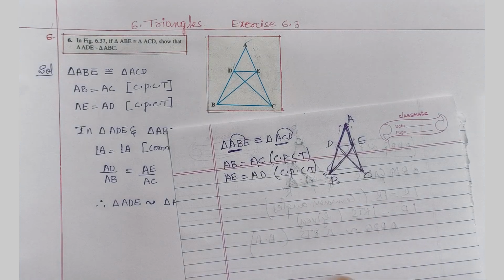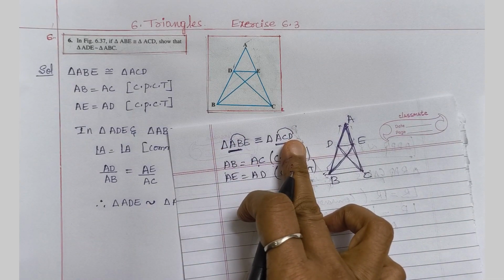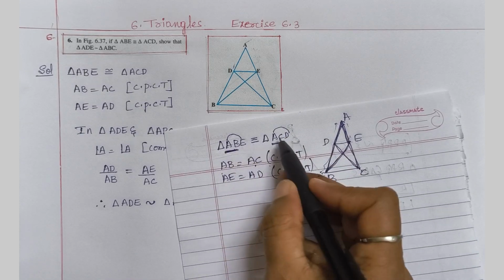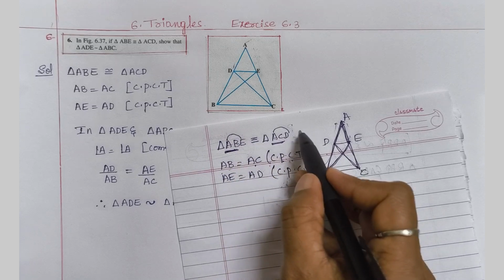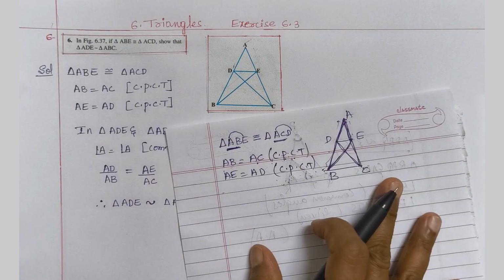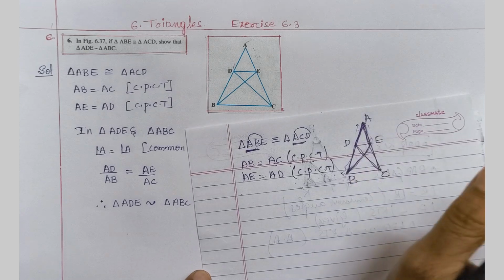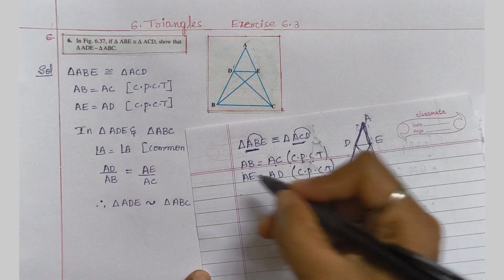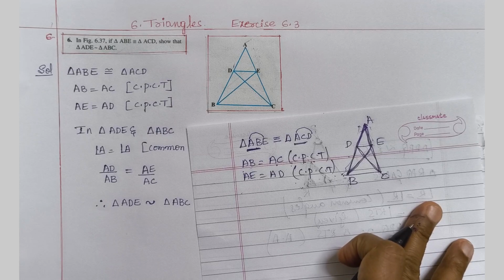These sides are equal. Since these two triangles are congruent, their corresponding parts are equal. So we are taking AB equal to AC, both equal by CPCT. Next, AE equal to AD. What is the reason? By CPCT. These two triangles are congruent, so we take their corresponding sides as equal. Okay. Next, we will prove what is required.